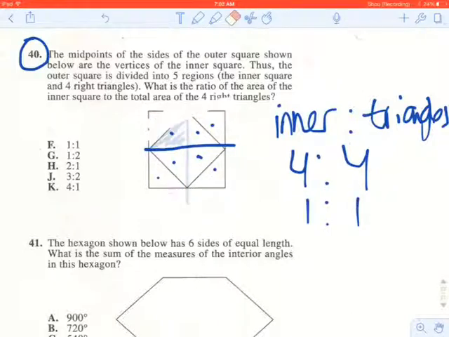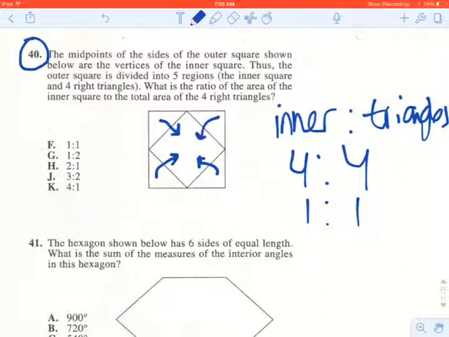And again, you can always just eyeball it as well. There's no other way that you can draw a square that has an inner square whose vertices are the midpoints of it. So, I mean, it looks like 1-to-1, right? You could also fold each of these triangles inside, and it would cover the area of that inner square exactly, right?